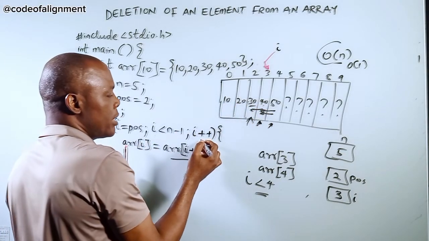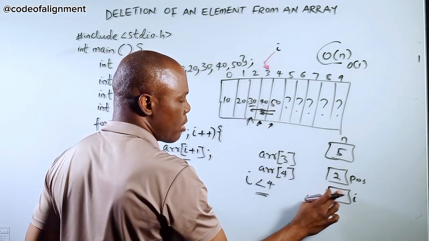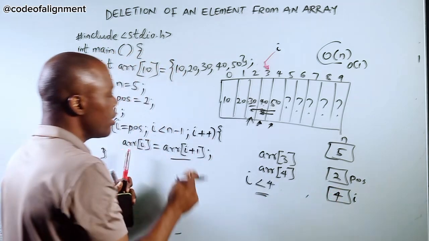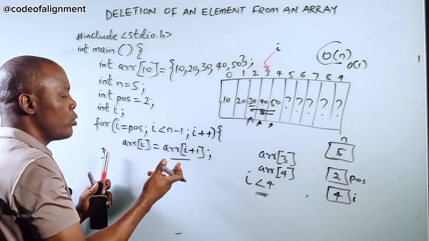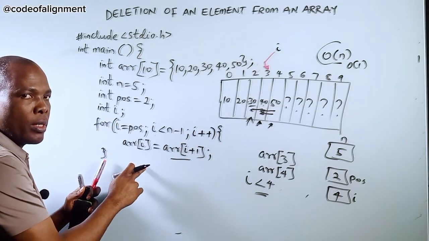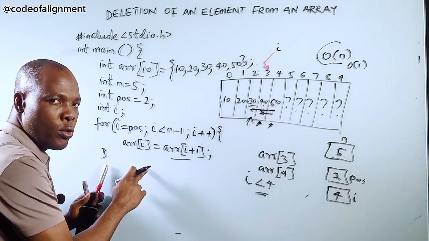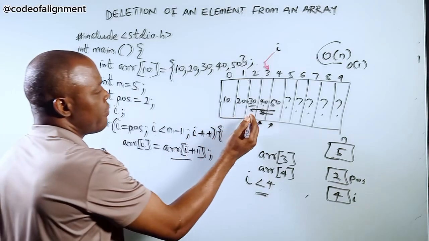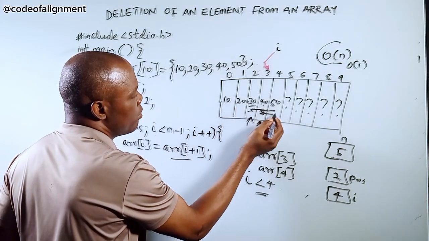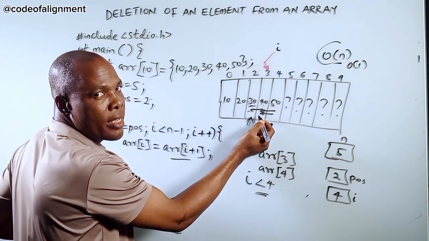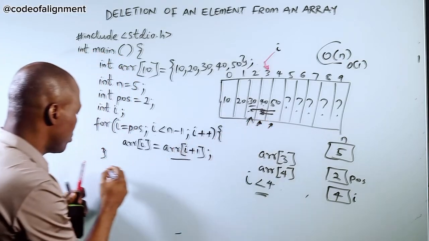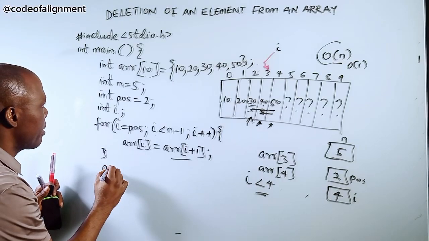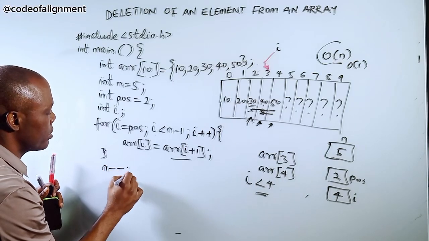Then you increment this I. So I now becomes 4. So 4 less than 4, that is no longer true. Then you will come out of this for loop. The moment you come out of this for loop, you have to do something. You have moved this here and moved this here. So your array element has decreased. So you have to do n minus minus.